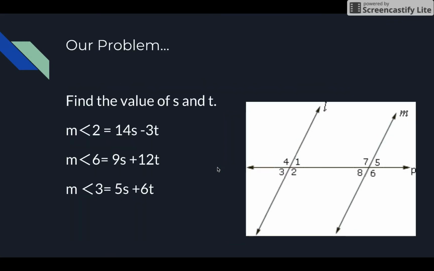Our problem asks us to find the value of s and t, and we are given 3 angles. The measure of angle 2 is equal to 14s minus 3t. The measure of angle 6 is 9s plus 12t. And the measure of angle 3 is 5s plus 6t.